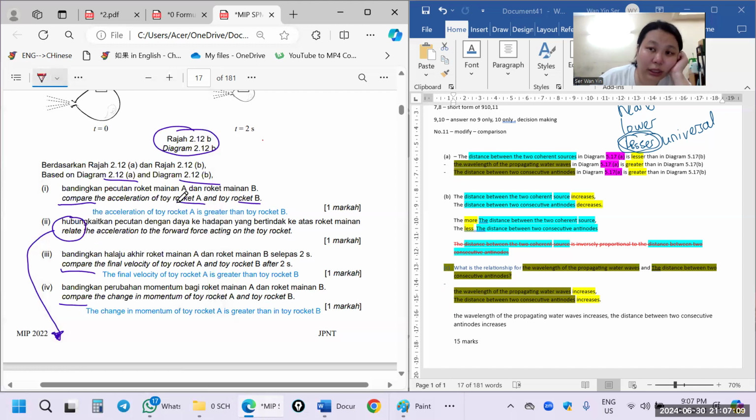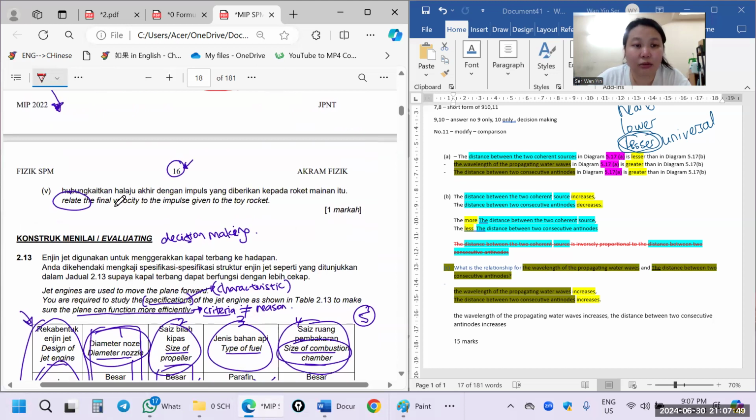Now, actually, we can make a conclusion of whatever they want to relate. A is greater, A is greater, A is greater. So normally, no matter what they want to relate, increase. So for example, now relate acceleration to the forward force. This is not the typical type, but we can know F equals ma. If acceleration increases, it means the forward force also increases. This is not the typical type, but we still can do it. Increase.